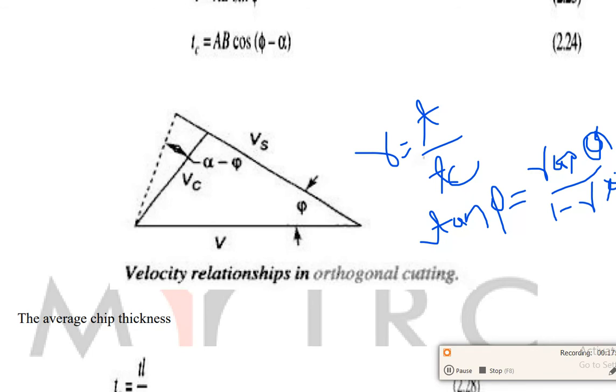So this is the equation for tan phi. If we put the value of r equal to t by tc, we will get tan phi equal to r cos alpha by 1 minus r sin alpha.